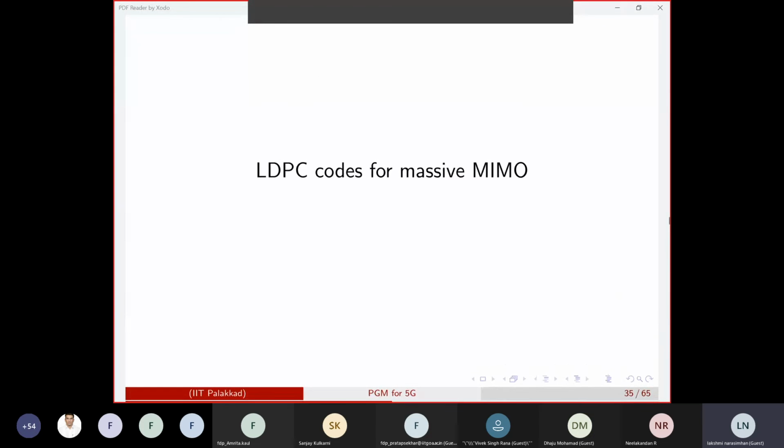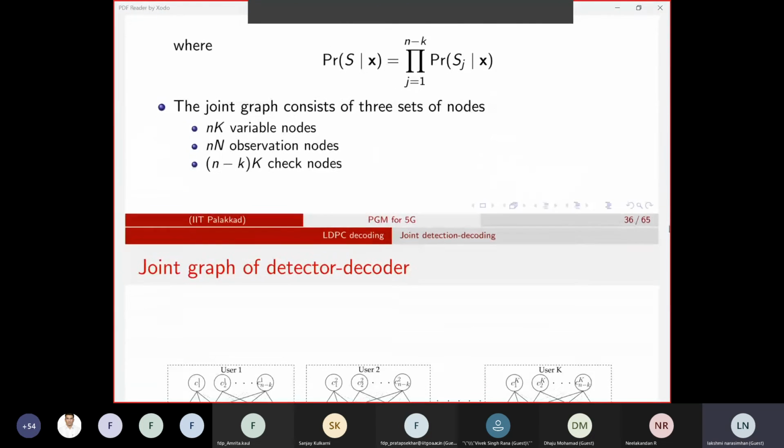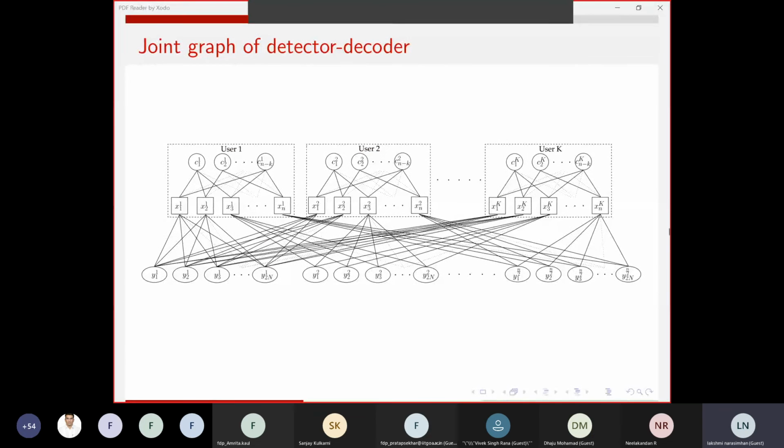Okay. Now, we saw a message passing algorithm for decoding LDPC codes, that is for error correction. And then we saw a message passing algorithm for demodulation. Typically, all systems have to demodulate and then they have to decode. So both algorithms being message passing, is it possible to combine them? Because both are message passing, both are graphs, why can't we combine them? It so happens that it is possible to combine them.